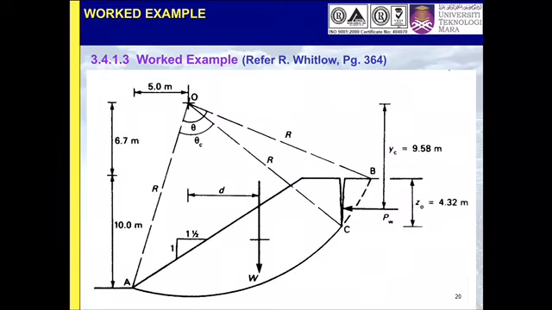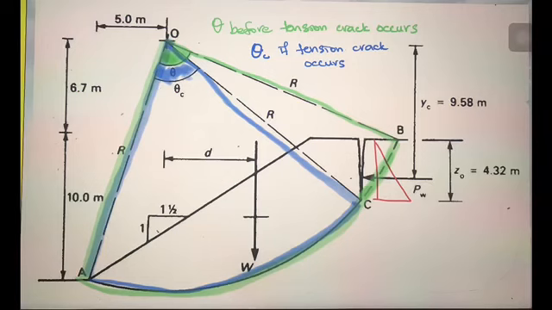And then if there is a tension crack, your sector will reduce. Before the existence of the tension crack, your sector will be AOB, and your theta is AOB. This whole angle is theta.